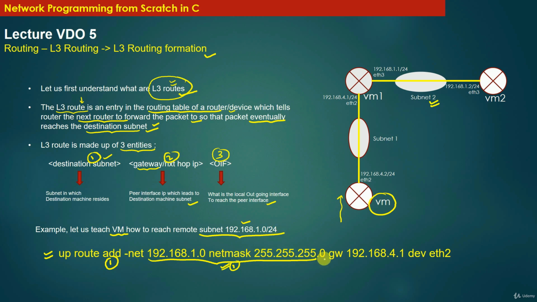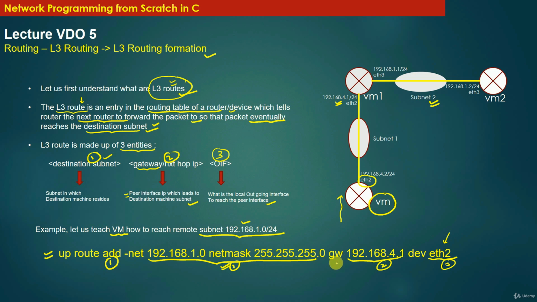Then the second important entity in this layer 3 routing information is the gateway IP address. 192.168.4.1 is the IP address of a peer interface. Remember, it was the second entity of the layer 3 route. And the third important entity of the layer 3 route is the local outgoing interface. In this case, the local outgoing interface is Ethernet 2. So you can see that we have specified a complete layer 3 routing information using this command.